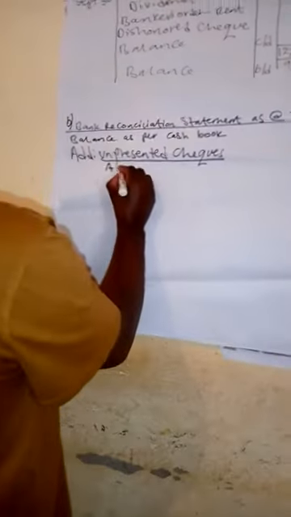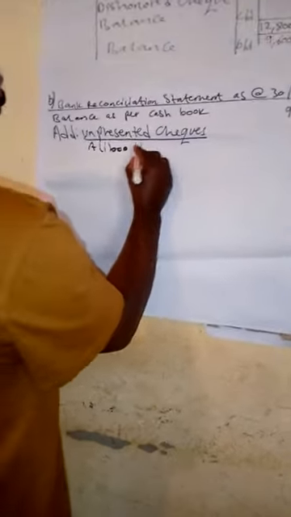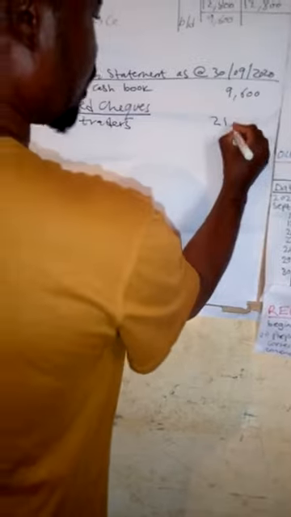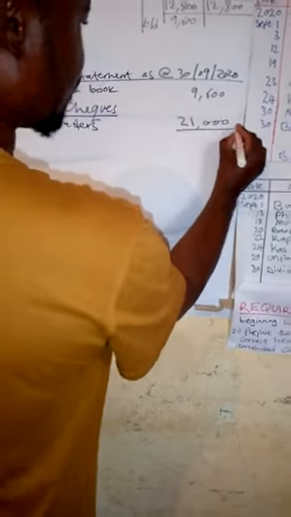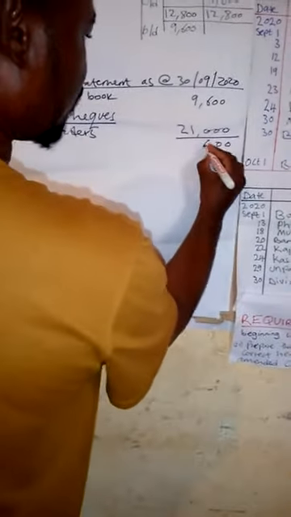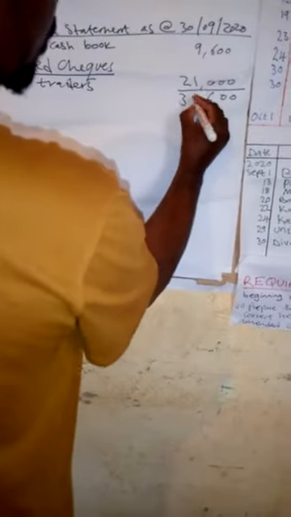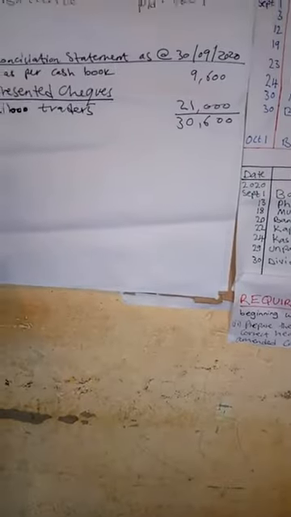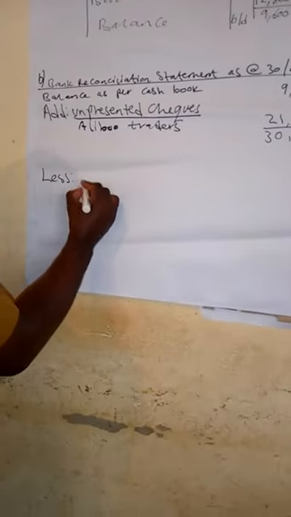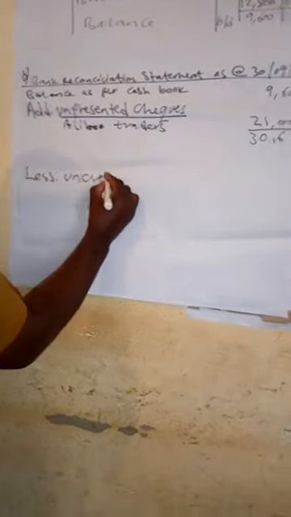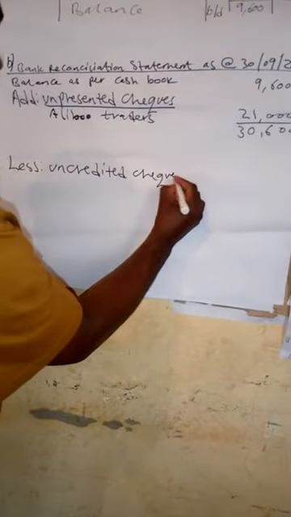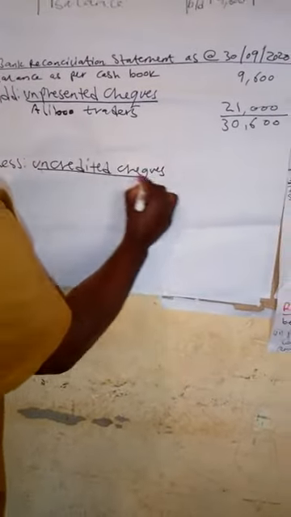So you can underline, then write Alibu Traders 21,000. When you add, you are getting 30,600. Then you say less uncredited checks. Uncredited checks, which you can underline.